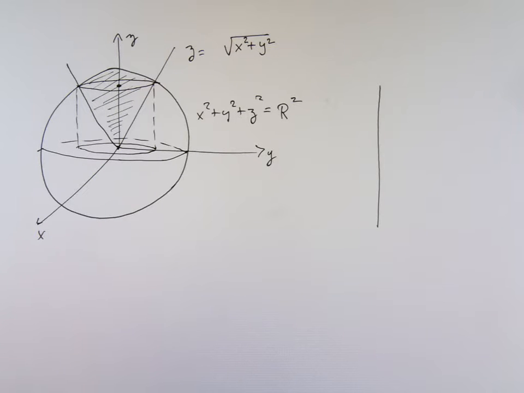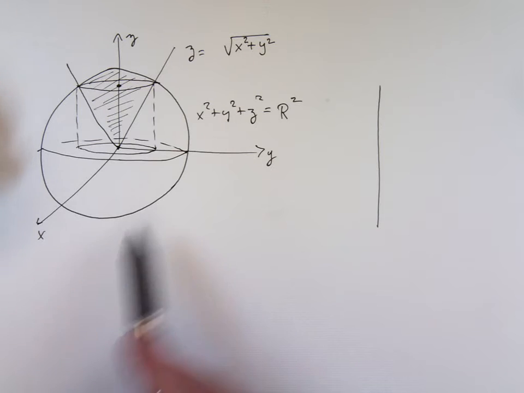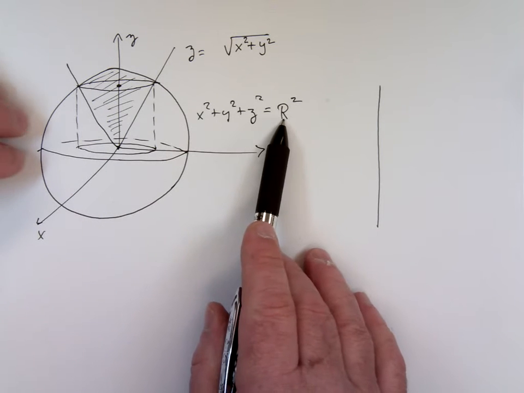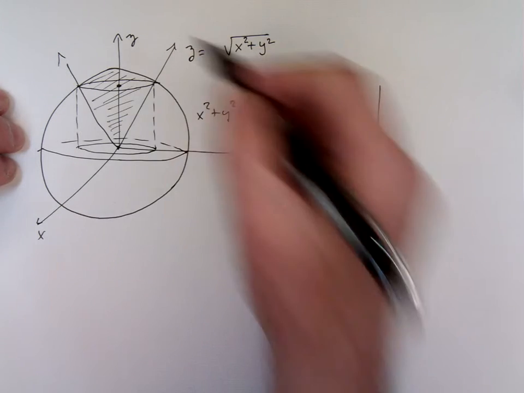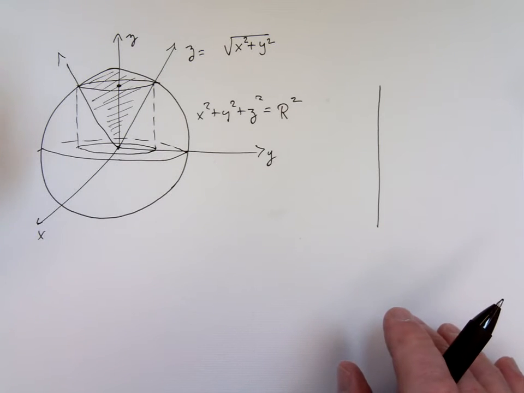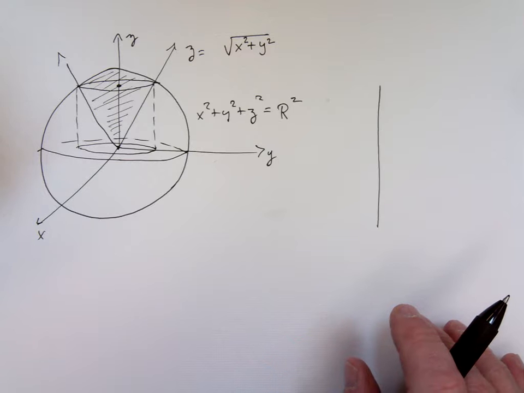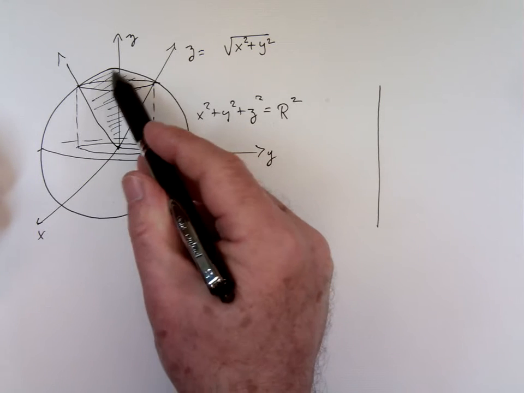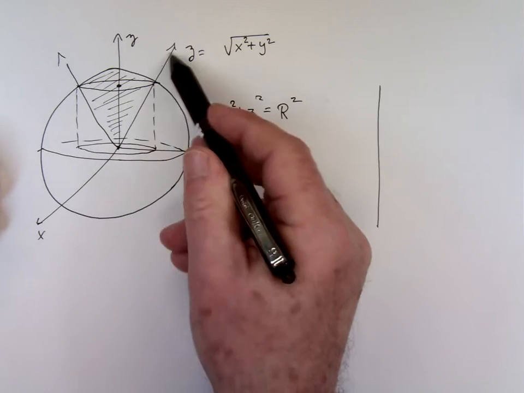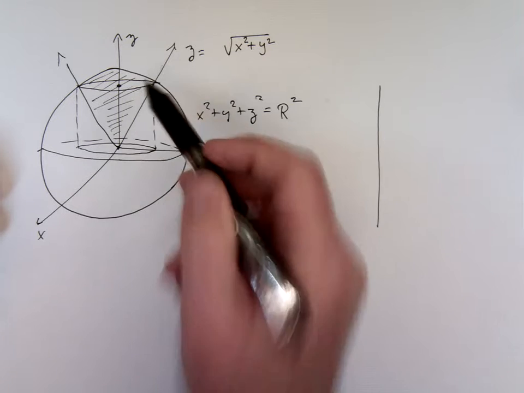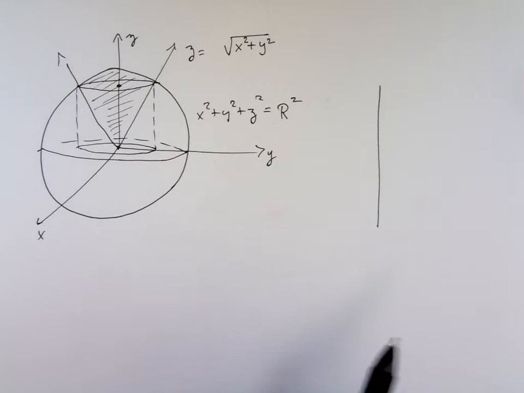Okay, so here's what we're going to do. We're going to take a sphere of radius r. We're going to take a cone defined by z equals the square root of x squared plus y squared. And what we want to do is find the volume of this ice cream cone bounded by the cone on the bottom and the sphere on the top. Okay, that's what we want to do.